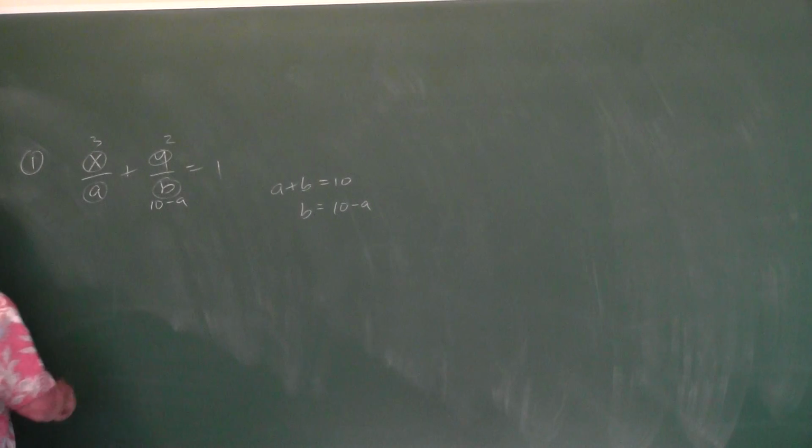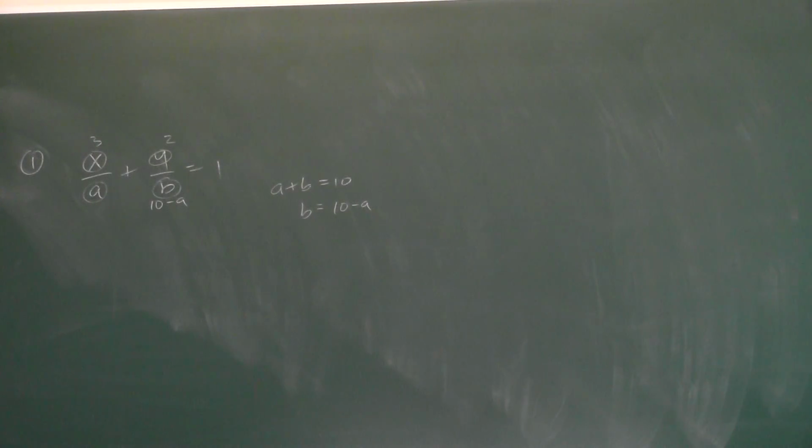What's wrong with period 3? What's wrong?